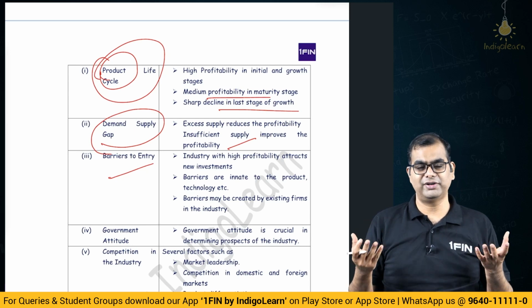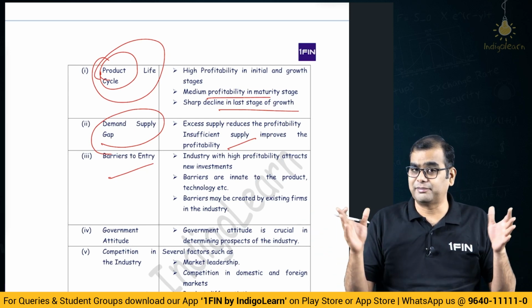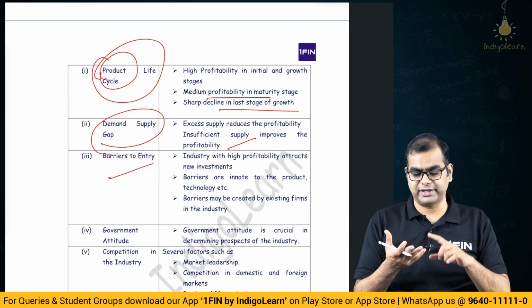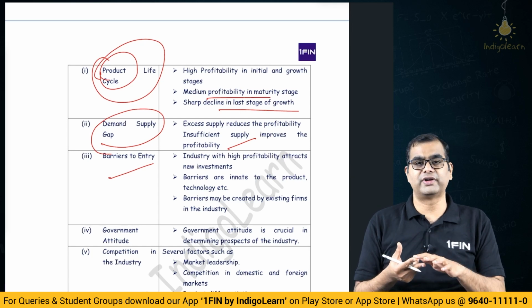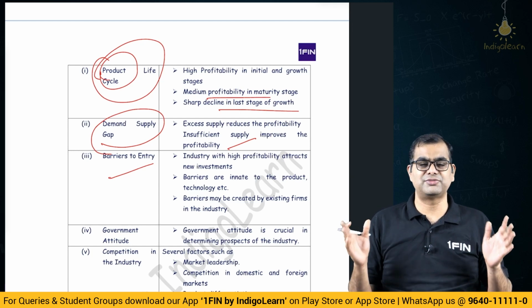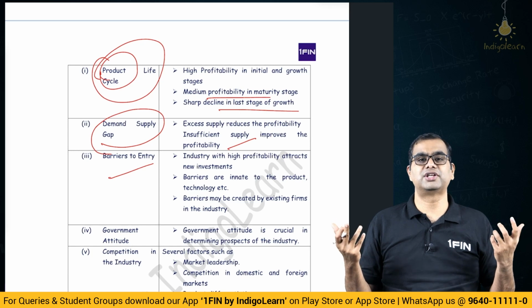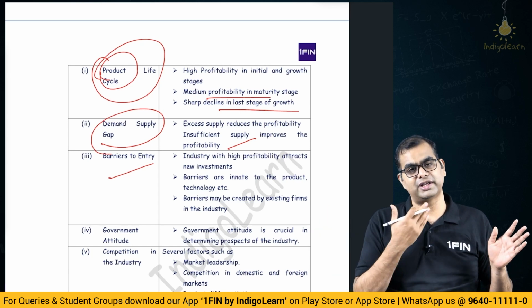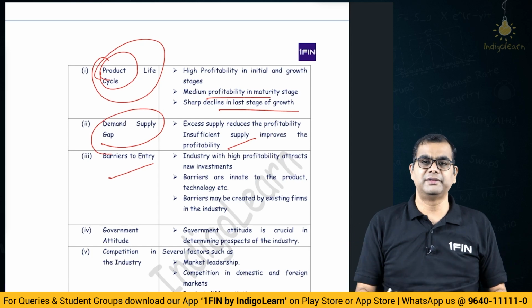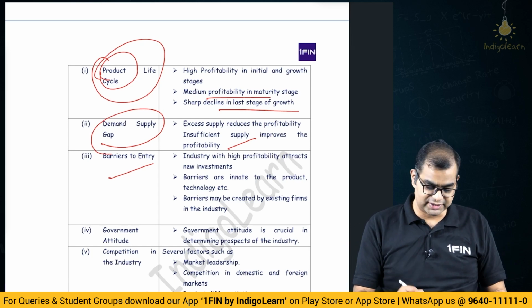Barriers to entry. If there is high profitability in an industry, everybody will come. But if there are barriers, like regulatory barriers, technological barriers, intellectual property barriers, or first mover advantage, things like that, and if there are any large barriers, then that particular industry may survive. However, if there are no barriers, anyone can walk in, anyone can walk out, then obviously it becomes very difficult for anyone to survive in that industry.